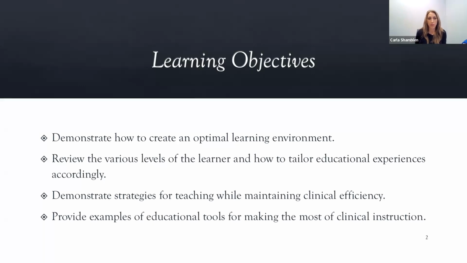Talk about some strategies for teaching while maintaining your clinical efficiency. Obviously, you're very busy seeing patients and doing other administrative duties throughout the day. And then provide some examples of some tools that you can use. These are also located on our website. We have a Preceptor website for our program in Phoenix where you can find these things as well.